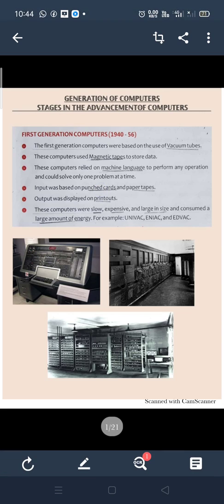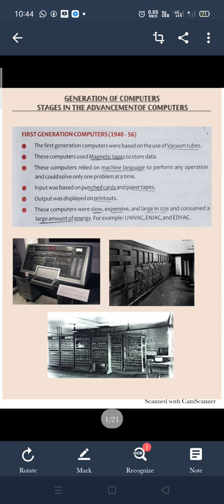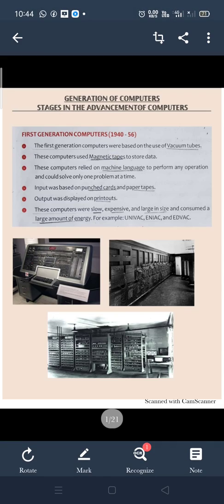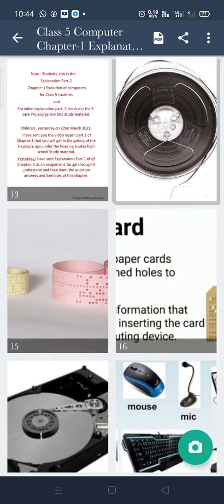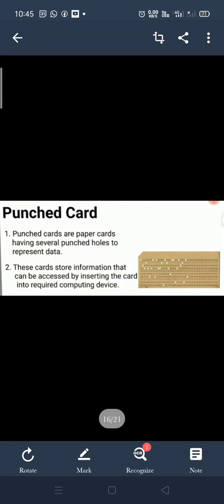The input devices were punch cards and paper tapes, children, and the output was displayed in the form of printouts. For the storage of data and information, they had magnetic tapes, children. Let me show you these quickly. This is magnetic tape. Now these are paper tapes which were used for giving the input to the computer. These are the punch cards, for giving the data and information, for storing it.